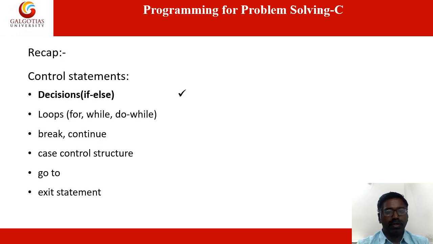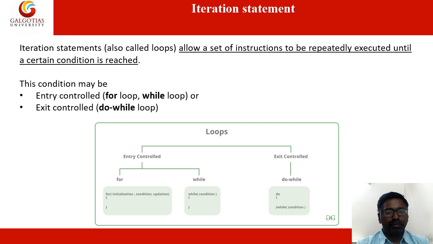In our previous discussion of the control statements in C, we discussed the decision statements, which comprise if, else, nested if else, and ladder. In continuation to that, using this video, I want to explain the looping structure and break and continue. Now we move into the topic. Under the control statements, we are going to start discussing the iteration statements.